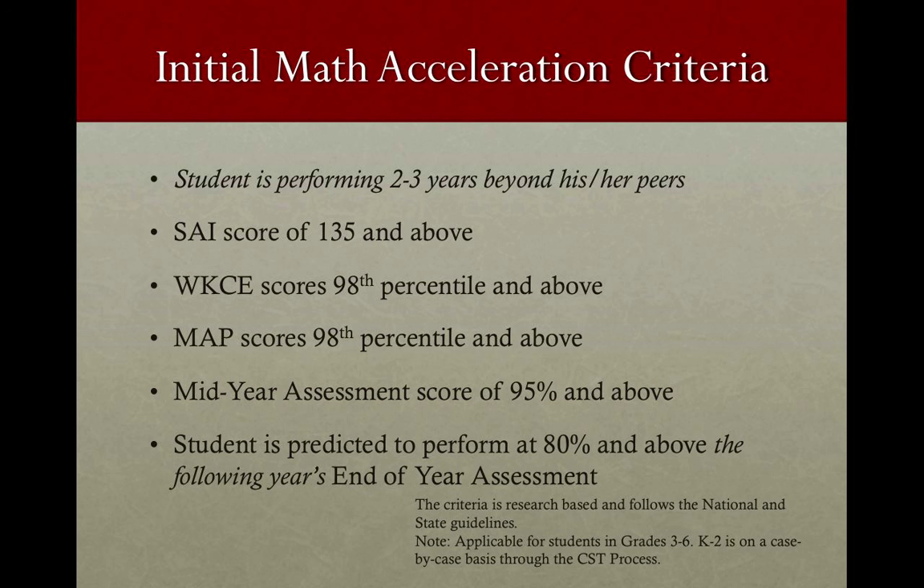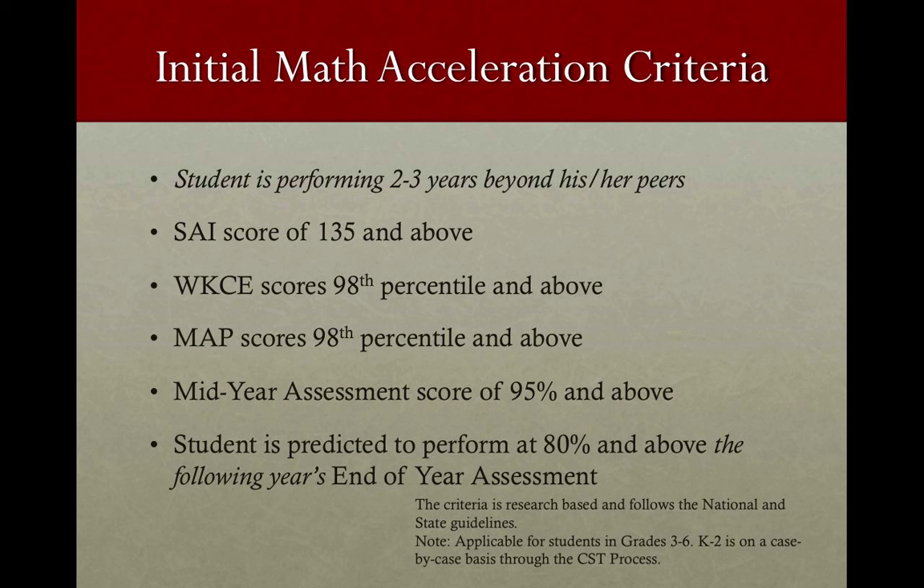And one source of data that we look at is the student's SAI score at 135 and above. WKCE scores and MAP scores in the 98th percentile and above, and the mid-year assessment score of 95% and above. And then finally, students who are predicted to perform at least 80% and above on the following year's end-of-year assessment.